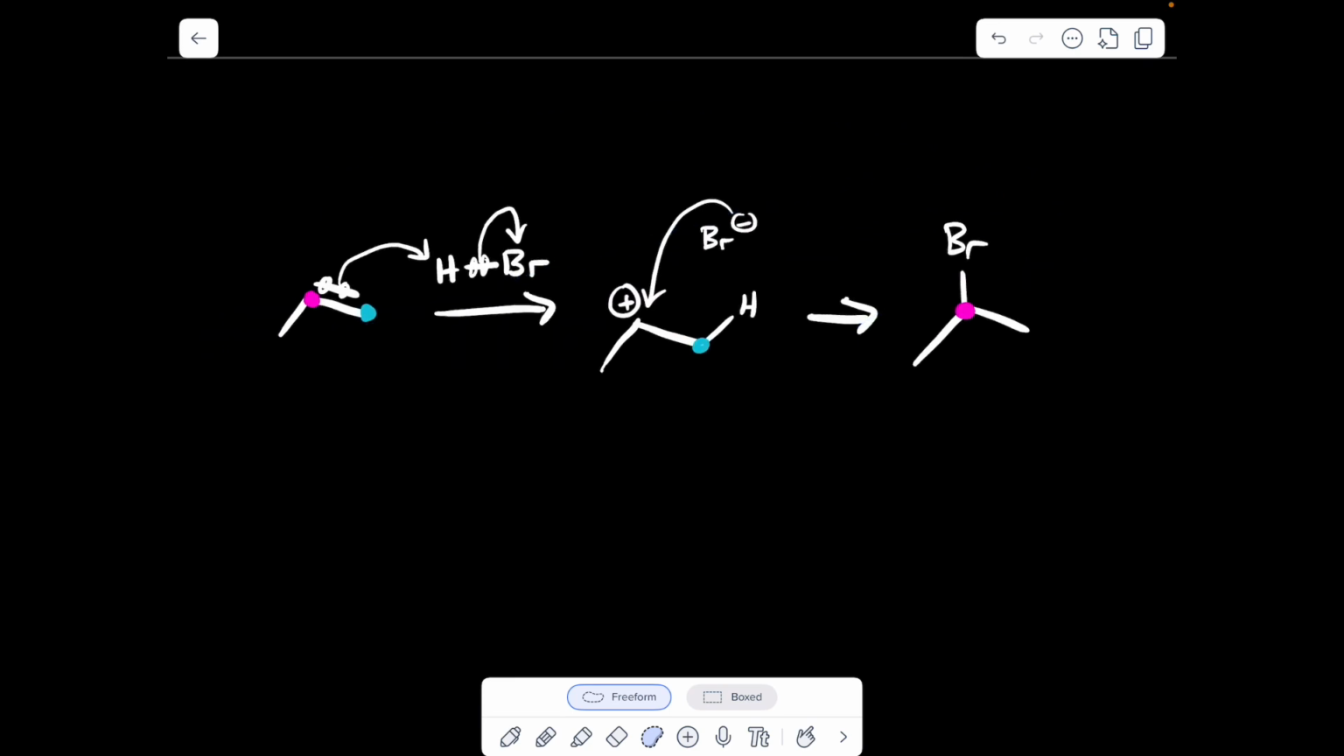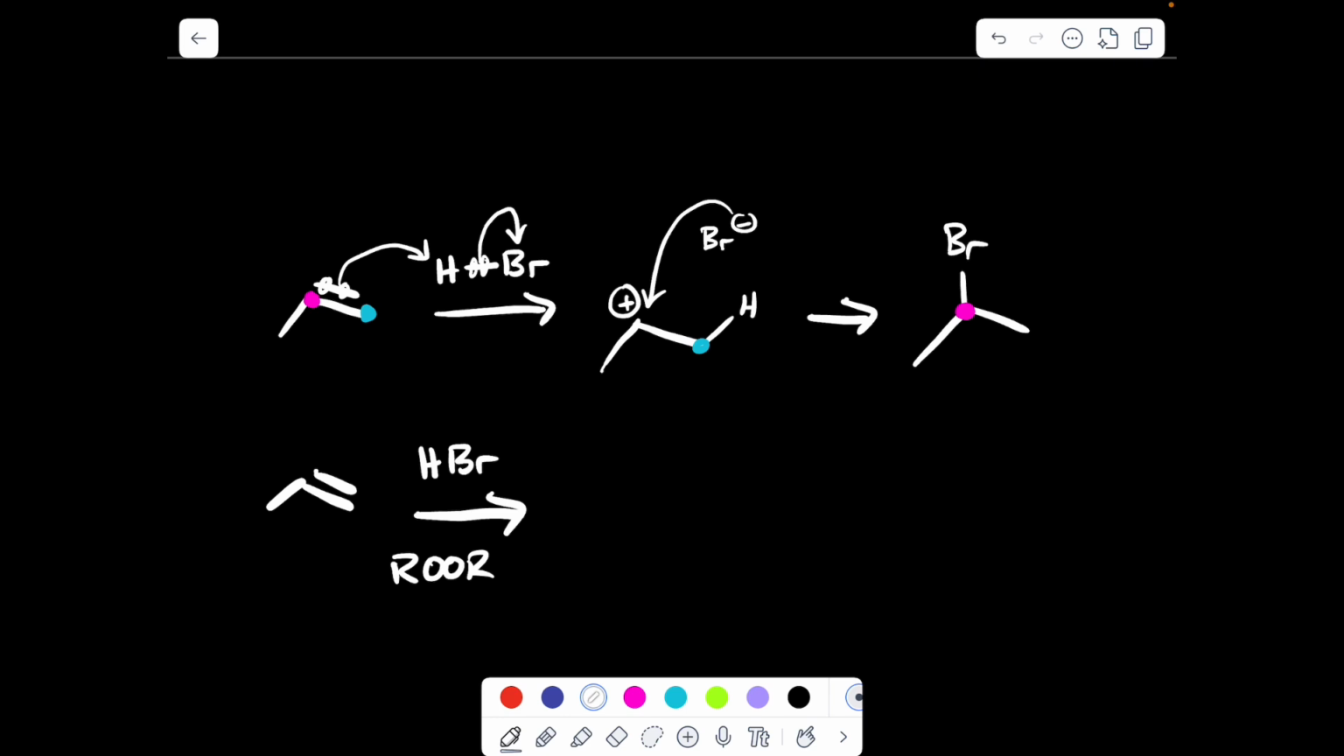So what if I went with peroxides though? So we call this the Anti-Markovnikov. So if I had HBr with ROOR, this would be the Anti-Markovnikov. So the bromine wouldn't end up on the pink carbon. It would actually end up on the blue carbon. So I'd get a bromine on the less substituted carbon.